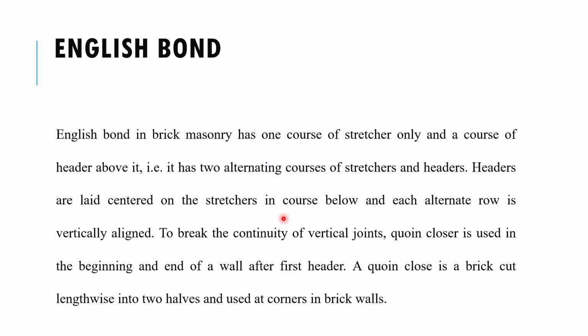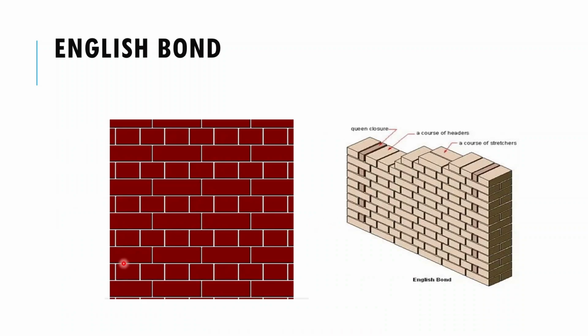The third type of construction is your English bond, and the forthcoming one is your Flemish bond. Both are very strong types of bond. We invest a lot of bricks into them, and make the wall very thick. You can see here the English bond.